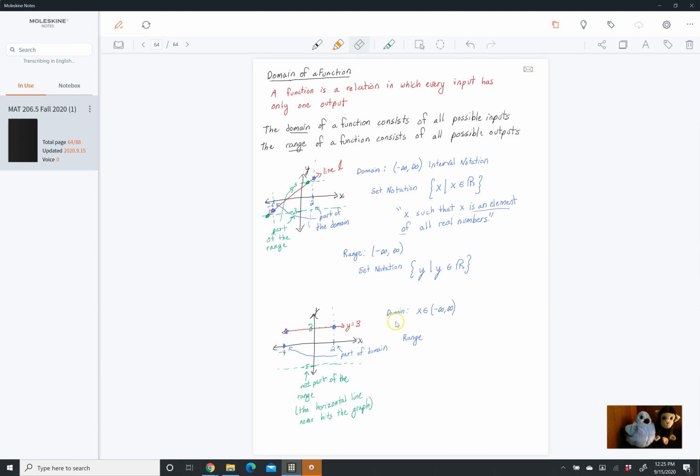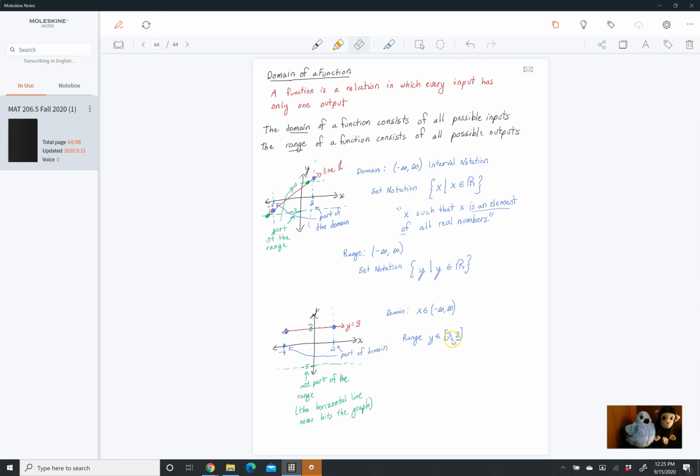So it only hits the graph at y equals 3, which means that the range here is just from 3 to 3. Okay, so how do we write that? Well, in interval notation, we're saying the y values start at 3, but they also end at 3. So y goes from 3 to 3, and 3 is included. Okay, so we use brackets. 3 is included.